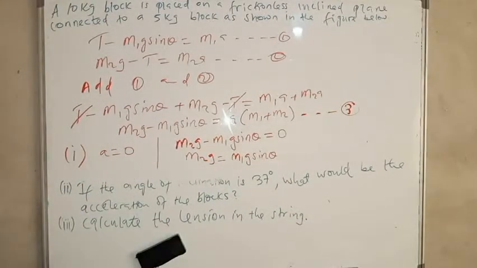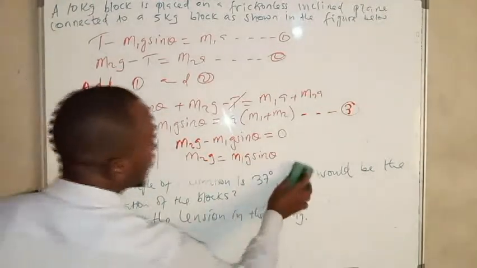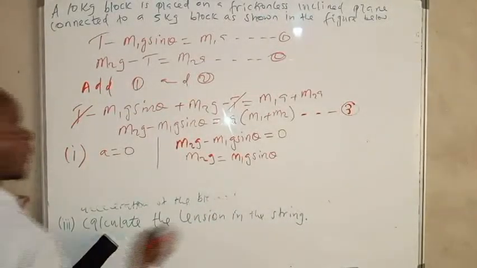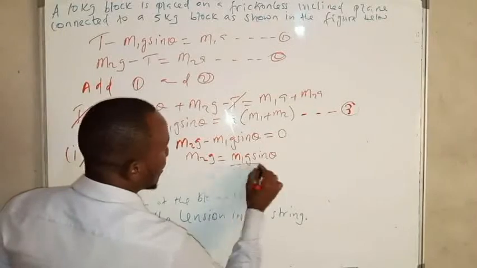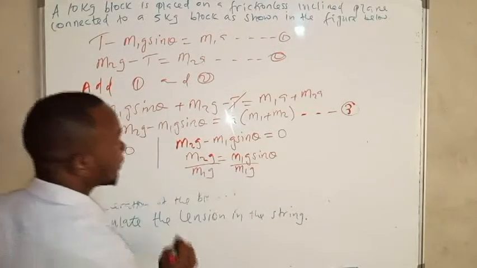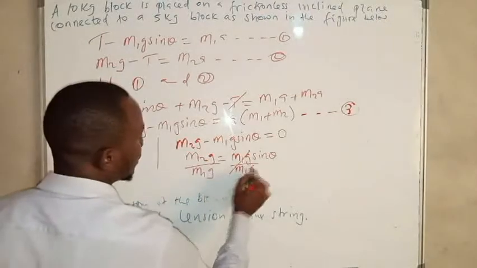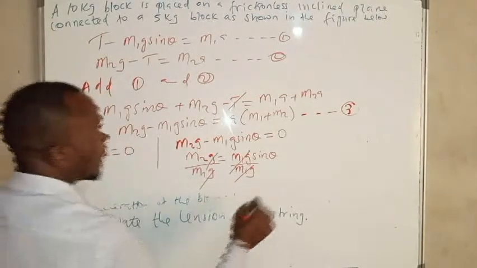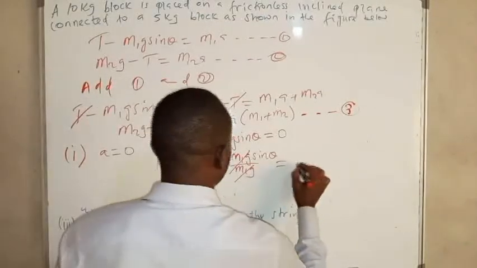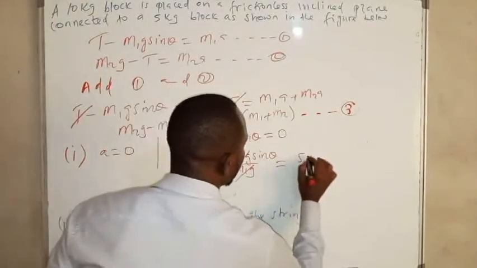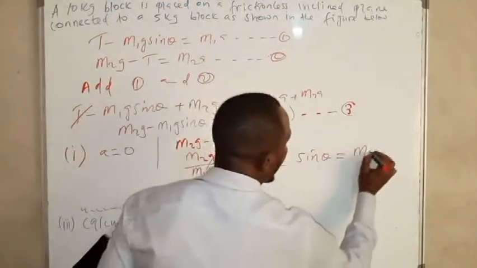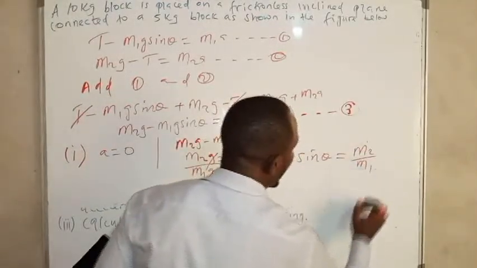Since we want to find theta, the angle of inclination, we are going to divide both sides by m1g. So this and this will cancel, and g will cancel. From here, we have sine theta equal to m2 over m1.